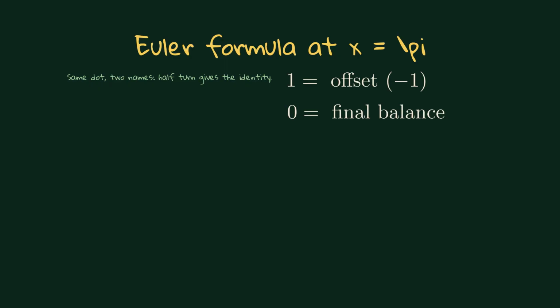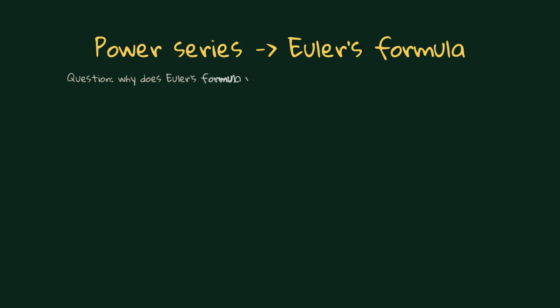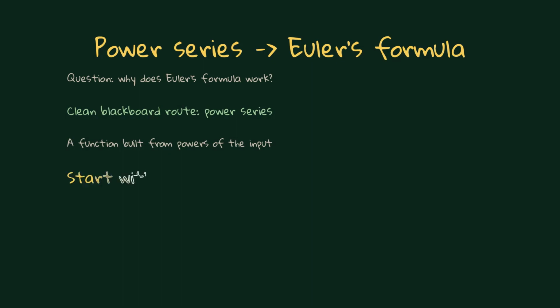Now we can ask the next hard thing. Why is Euler's formula true at all? There are a few ways to show it. The cleanest path on a blackboard uses power series. A power series builds a function from powers of a number.